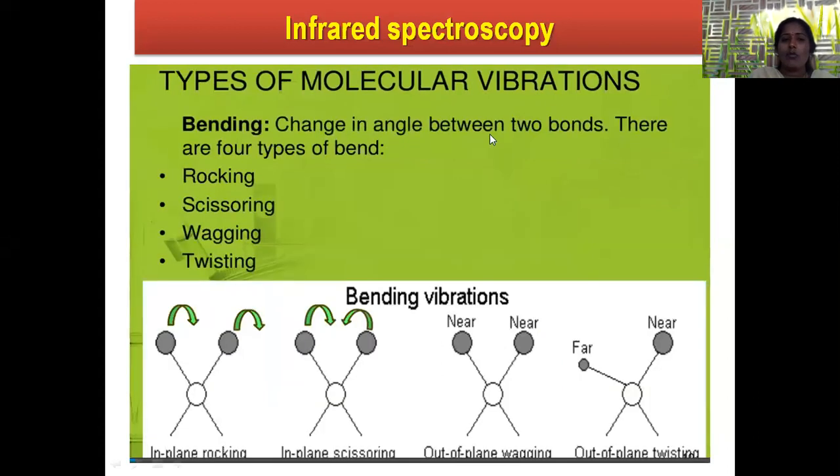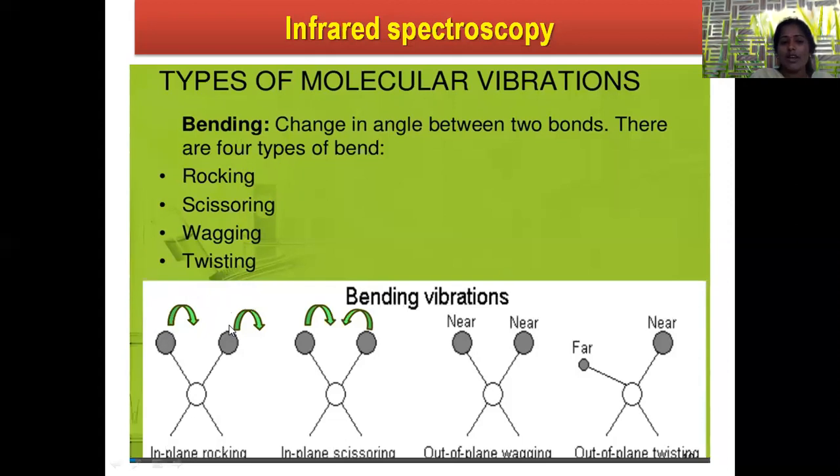Now let us see how many types of bending vibrations are possible. What is bending actually? Bending is the change in the bond angle between two bonds. When we take a triatomic molecule, if bond angle variation is possible, that is called bending vibration. If bond length variation is possible, that is called stretching vibration. Stretching vibration always requires a large amount of energy compared to bending vibration. Bending vibration is again of four types: rocking, scissoring, wagging, and twisting.